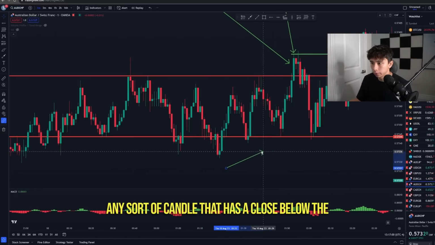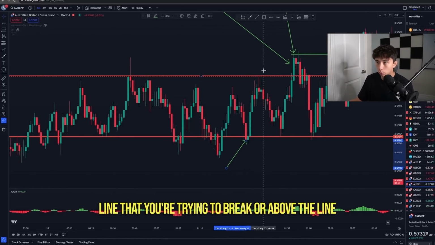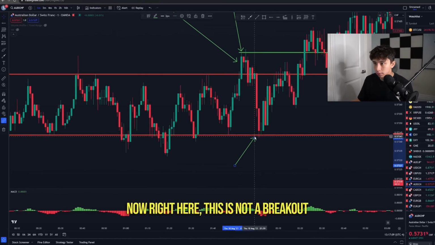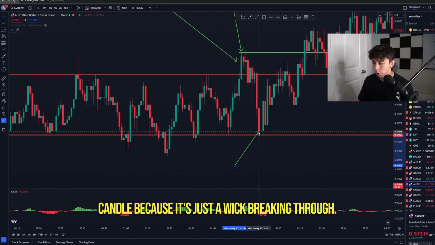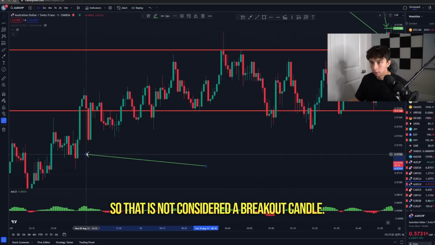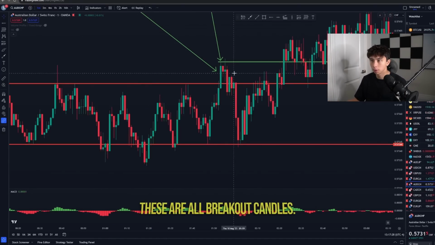Any candle that closes below the line you're trying to break, or above the line you're trying to break, is a breakout candle. Now right here, this is not a breakout candle because it's just a wick breaking through. So that is not considered a breakout candle. Here is a breakout candle. These are all breakout candles.